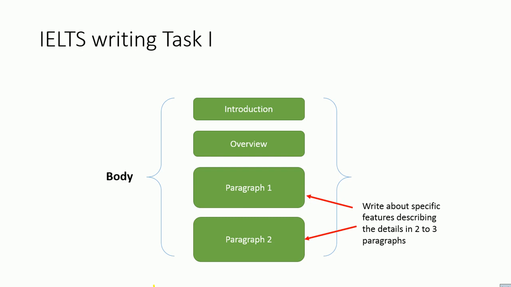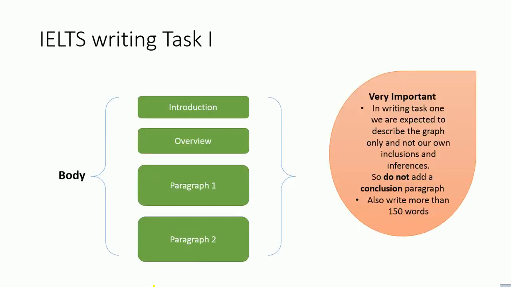There can be 3 paragraphs. Obviously there should not be 1. I'll be guiding you ahead how to categorize your information in paragraphs. Write about specific features describing the details in 2 to 3 paragraphs. Yes. Now that we know our band 9 answer structure, here are some important notes we should be knowing.